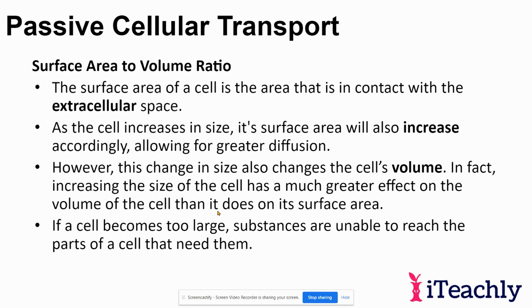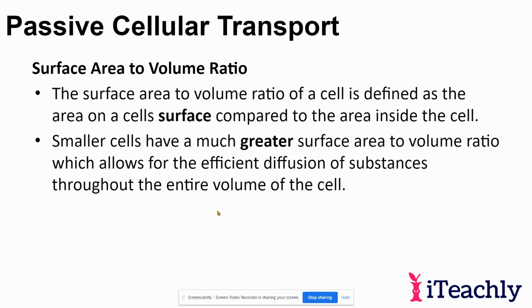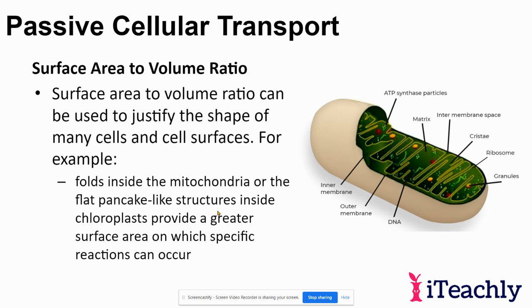So anyways, I'll skip over this. Okay, the surface area to volume ratio of a cell is defined as the area of the cell's surface compared to the volume inside the cell. So smaller cells have a much greater surface area to volume ratio, which allows for the efficient diffusion of substances through the entire volume of the cell.